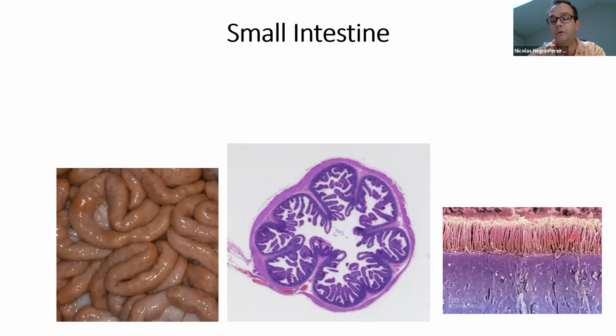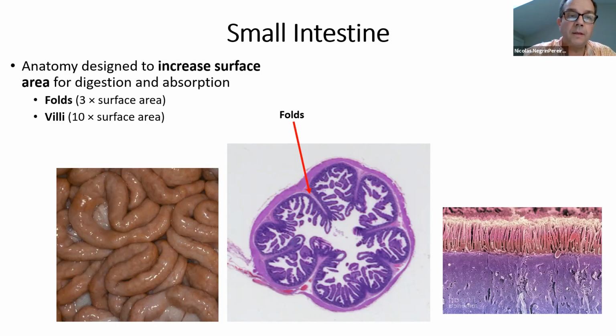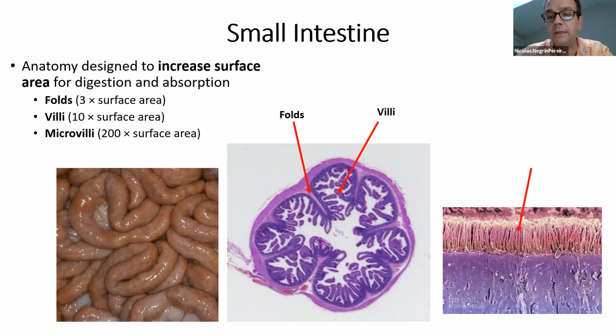So when we look at the structure of the small intestine, we realize that it's an anatomy designed with the main function of increasing the surface area for digestion and absorption. The whole anatomy of the small intestine has been created for that. The folds increase the surface area of the intestine 3 times. The villi do it 10-fold. And finally, the microvilli increase it more than 200 times the surface area.